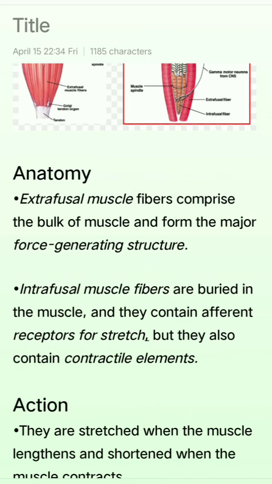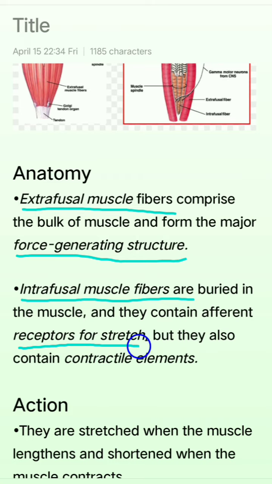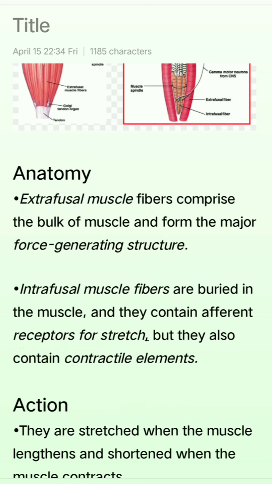The anatomy. Extrafusal muscle fibers, like I said, comprise the bulk of the muscle and form the major force generating structure. Intrafusal muscle fibers are buried inside the muscle and they contain afferent receptors for stretch, but they also contain contractile elements. That is contractile part, then non-contractile part, then contractile part. So the contractile part contains contractile elements and the non-contractile part contains receptors for stretch. So how do they work?